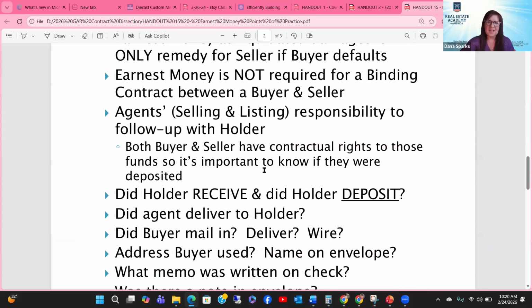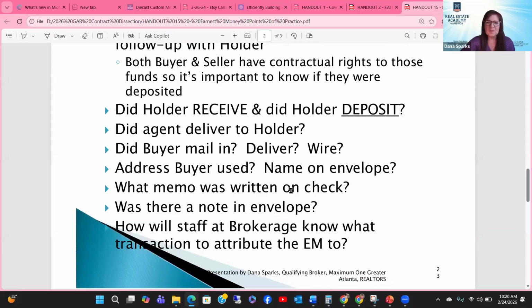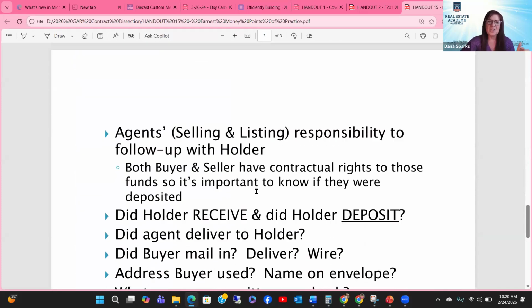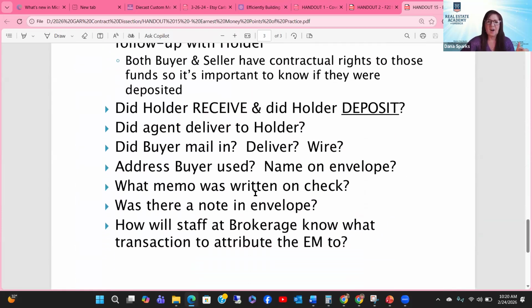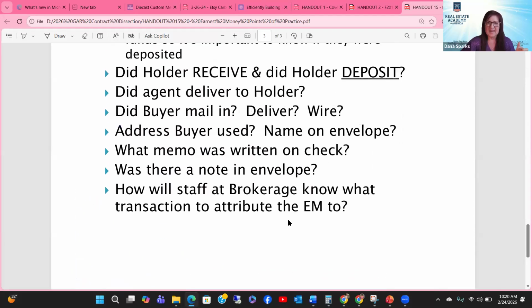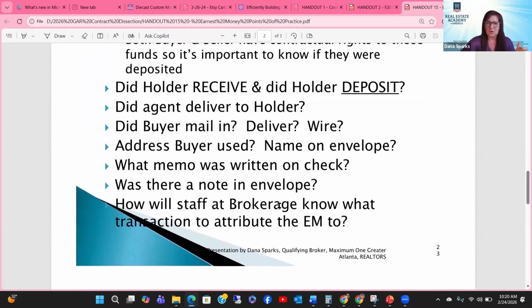So all of this information, if you buyer's agents are telling the buyers to send it in to the broker, the holder, well, what address did they use? What name did they put on the envelope? On the check for the earnest money, do they have the property address? So I've got a bunch of tips and tricks on here for you guys regarding earnest money. Again, 3 pages of that, and this is in your handout package.